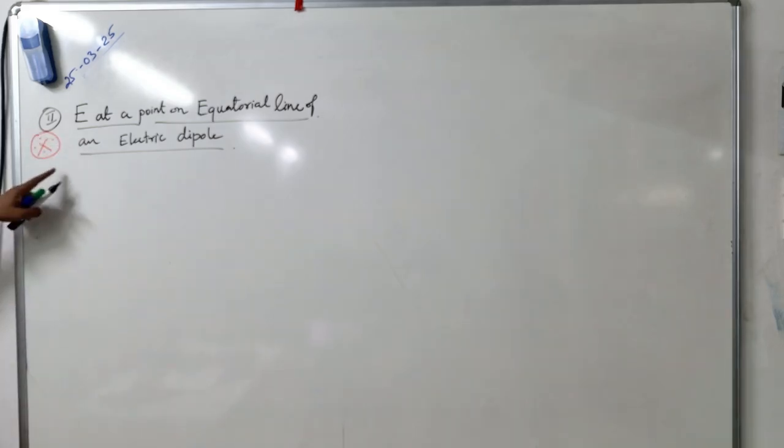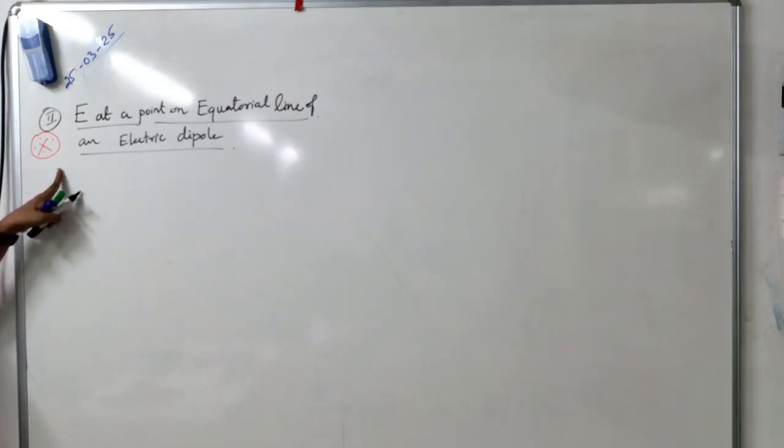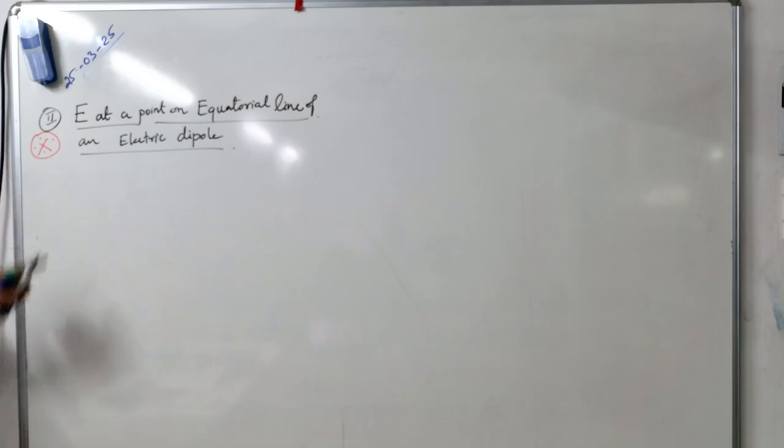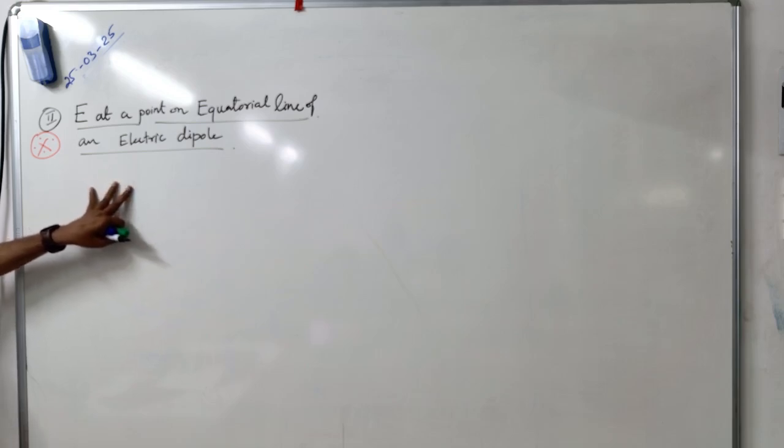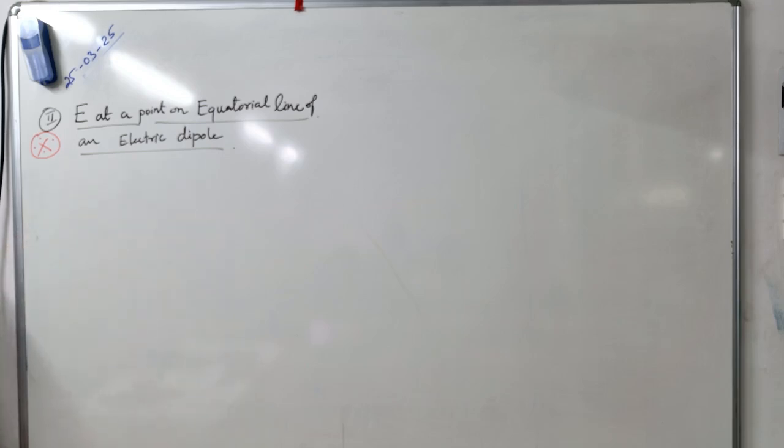This year in the board exam also, this question appeared in the 5-mark segment. Every year either this question will come or the axial line will come. Last year axial line came. The year before that equatorial line came. The year before that axial line came. This year axial, equatorial came. So for your batch, there is a great chance axial can come. So out of these two questions, one will definitely appear in the board. Got it?